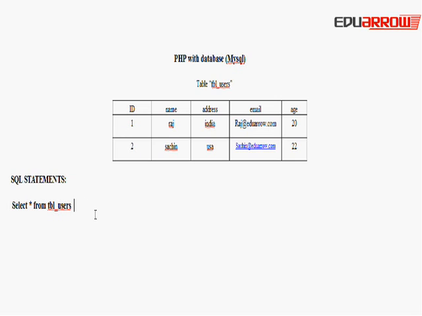If you want to display the records in a particular order, then you will use ORDER BY field name. Suppose we want to display in alphabetical order based on the name, so we will use ORDER BY name. This will display all the records in alphabetical order on field name.